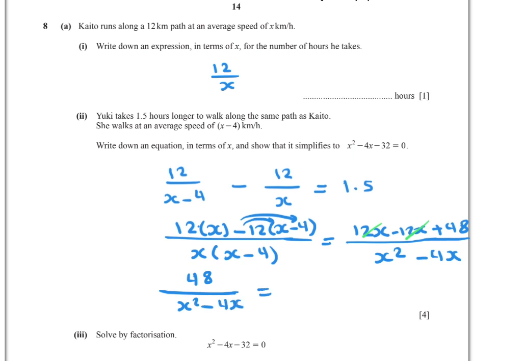This equals 1.5. Now you can switch between x squared minus 4x and 1.5. So x squared minus 4x equals 48 over 1.5, which is 32. Transpose 32 to the other side, and you get x squared minus 4x minus 32 equals 0.